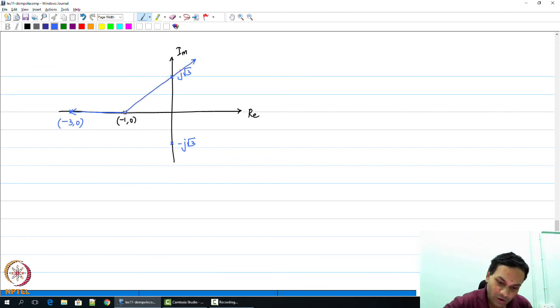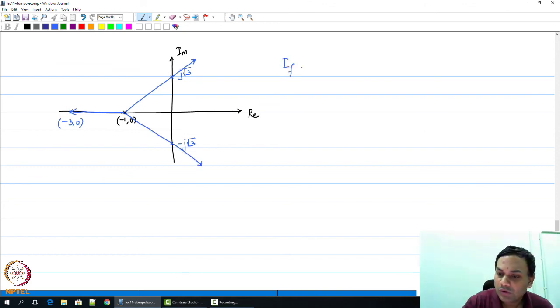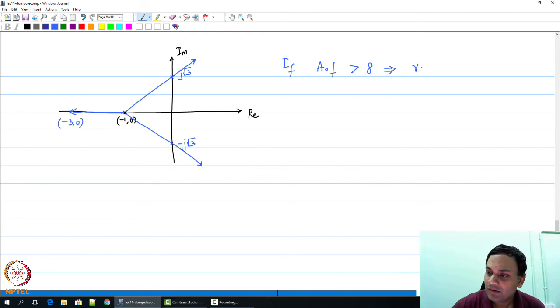And it should be clear to you now that if the value of a naught f increases more than 8, then the poles move into the right half plane, and therefore the system will become unstable. The closed loop feedback system becomes unstable.